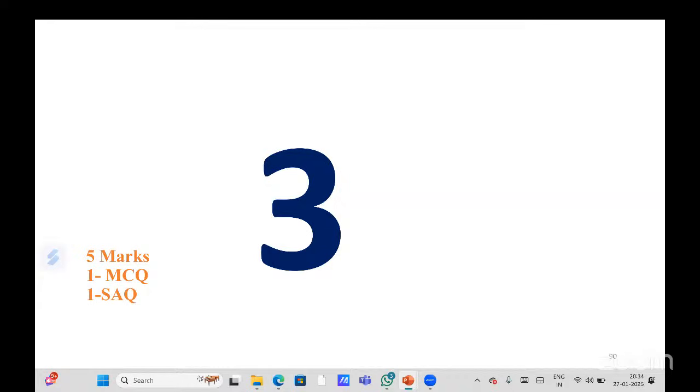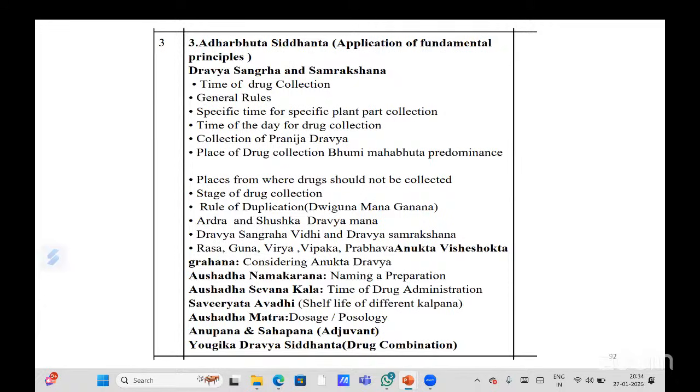Short answer. Coming to the syllabus points, here we have Adharabhuta Siddhanta, the fundamental principles, Dravya Sangraha and Samrakshan. You may get a 5 marks short answer on Dravya Sangrahan Samrakshan, or some concepts like Aushadhi Sevana Kala or Saviryata Avadhi. They may ask combined: describe the Aushadhi Sevana Kala and Saviryata Avadhi, or Aushadha Matra, or the concept of Anupana or Sahapana.